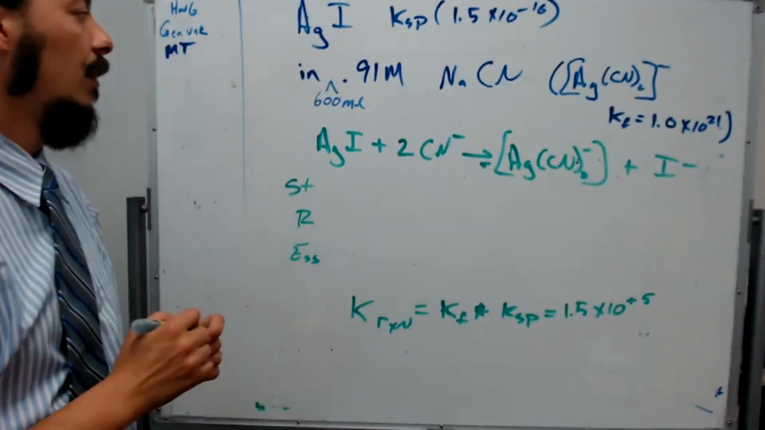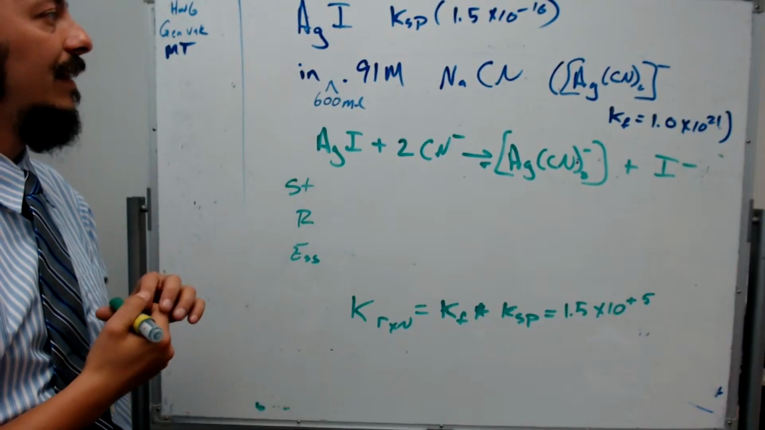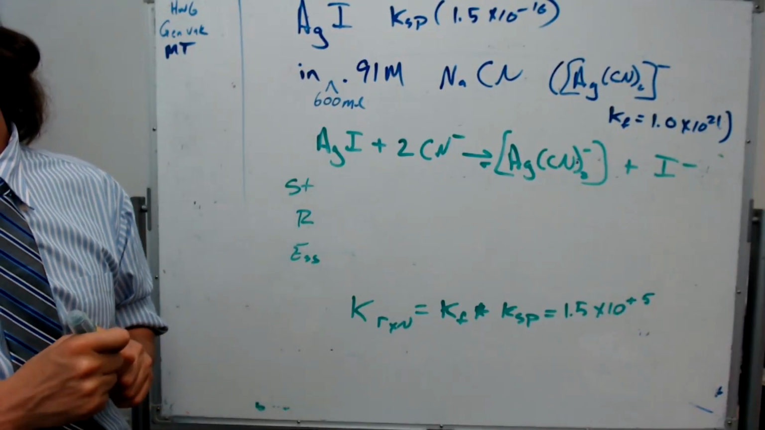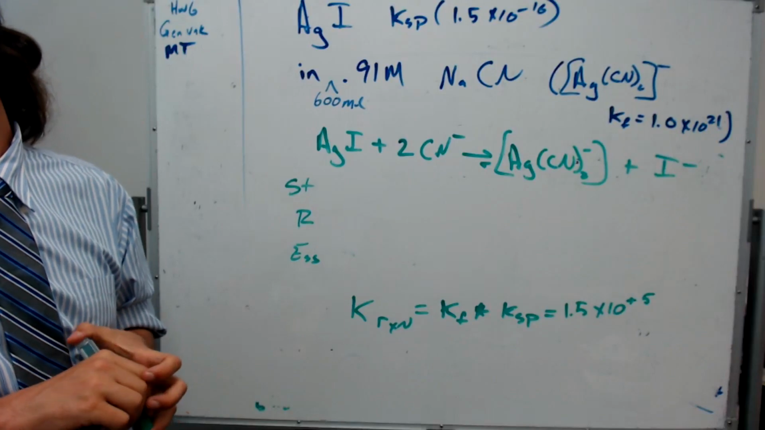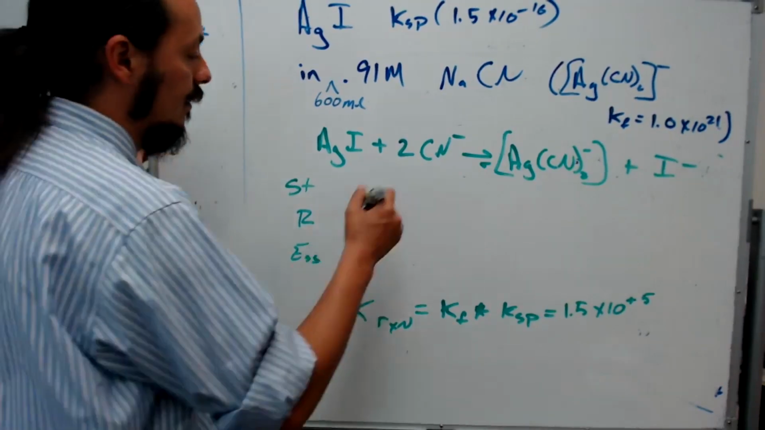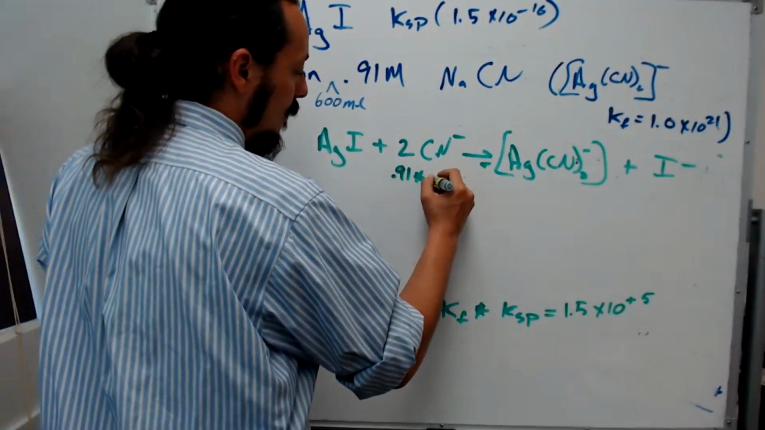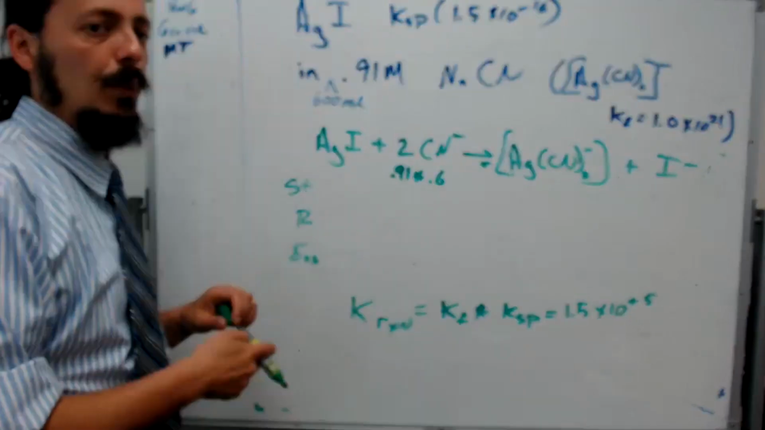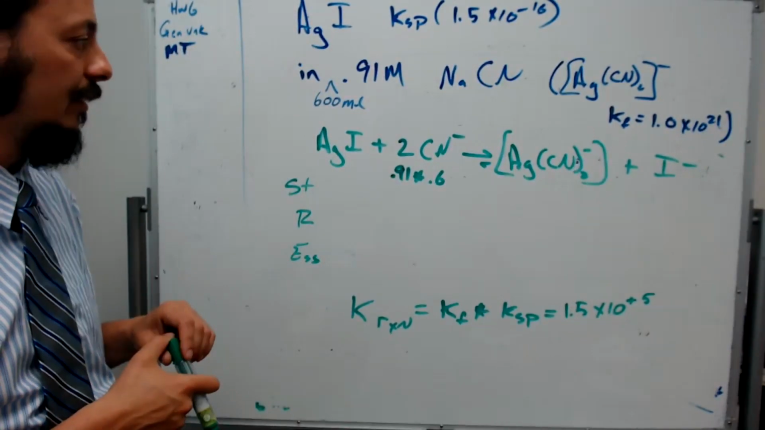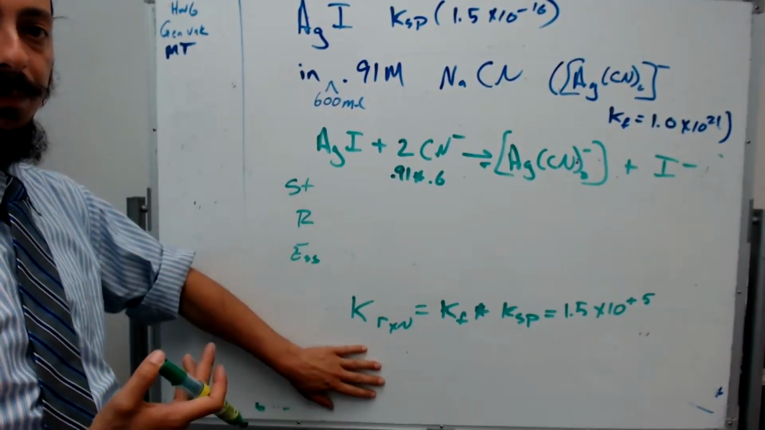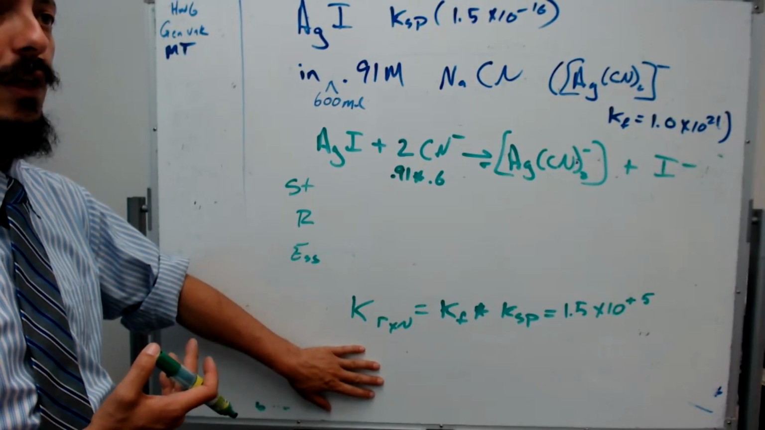In order to do the stoichiometry, I need the specific volume. I've got as much silver iodide. Now I can start doing my stoichiometry. 0.91 times, let's just go full moles, times 0.6 liters. It's going to give me my moles of cyanide. I'm doing a reaction because my K reaction is large.